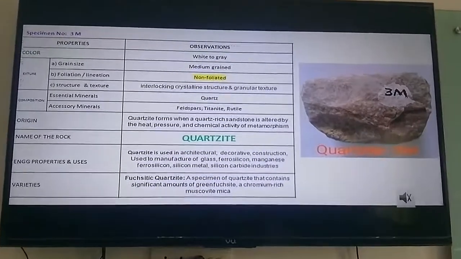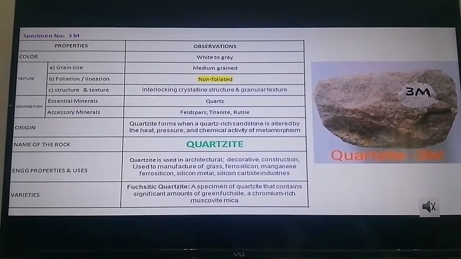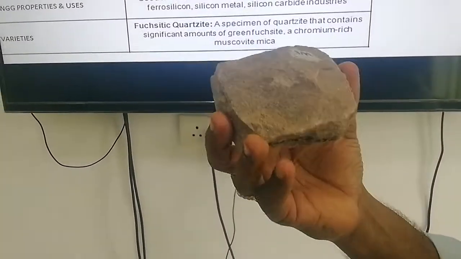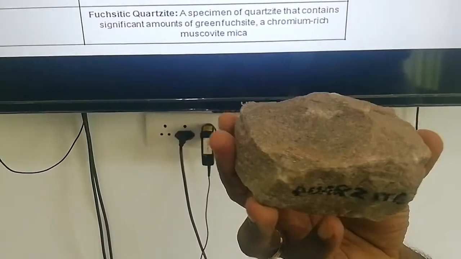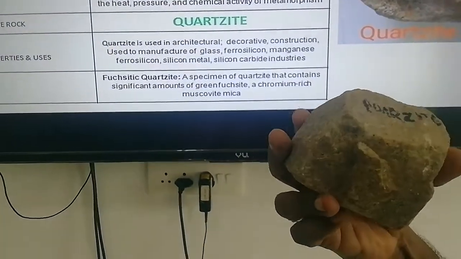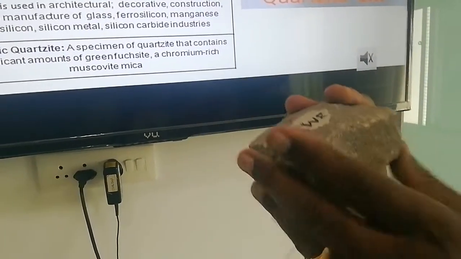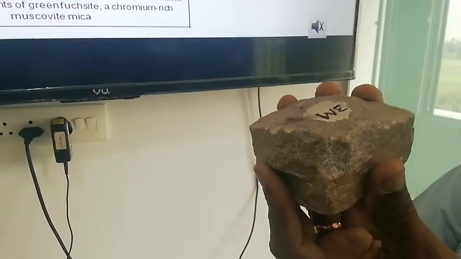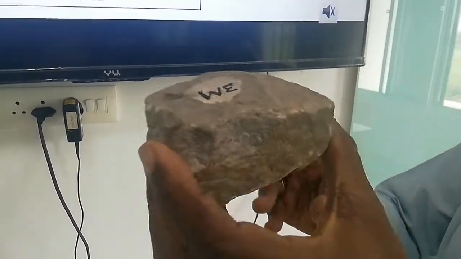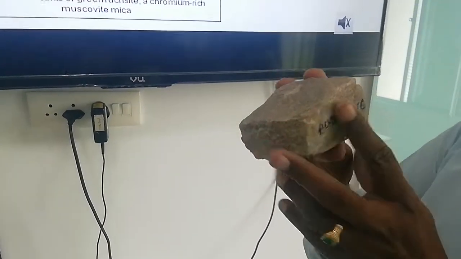quartzite. Quartzite rock is marked as 3M. It's a very compact and hard rock, and its color is reddish white, medium grained to coarse grained. It's non-foliated, no layers are seen here, and interlocking crystalline and granular structure can be seen. It consists mainly of quartz, and accessory minerals include feldspars, titanite, rutile.